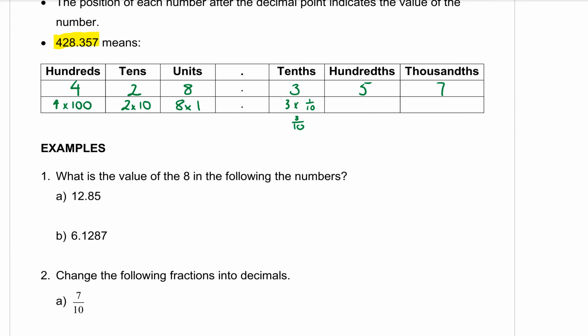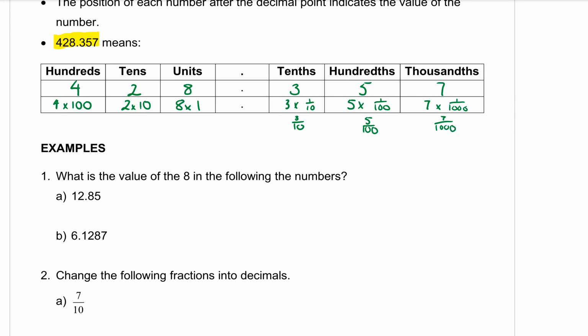Okay, we don't have any oneths, do we? The reason these are called tenths in that first decimal place spot is because it's always over 10 when you write it in this form. So they're tenths. And so the next one being hundredths means that it's going to be 5 lots of 1 over 100 or 5 over 100. 5 hundredths. That's what you call that. And then thousandths means 7 lots of 1 over 1,000, or in other words, 7 over 1,000.